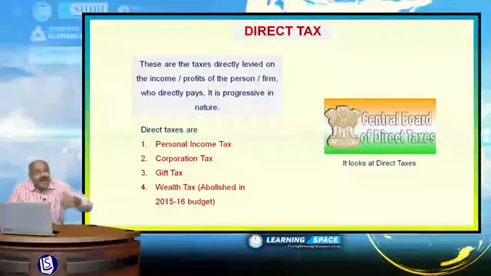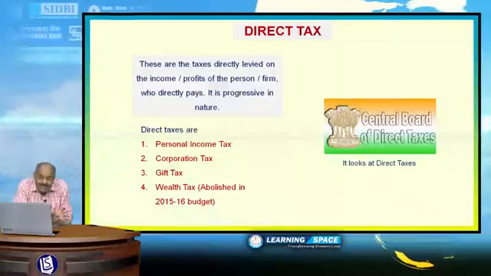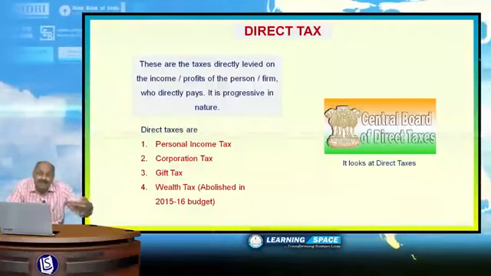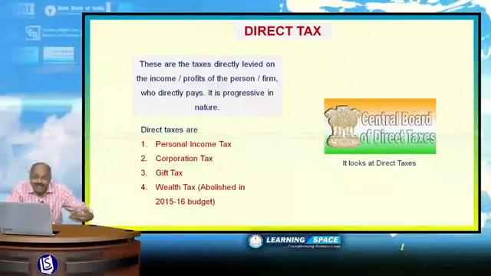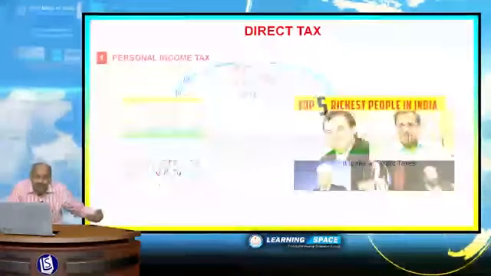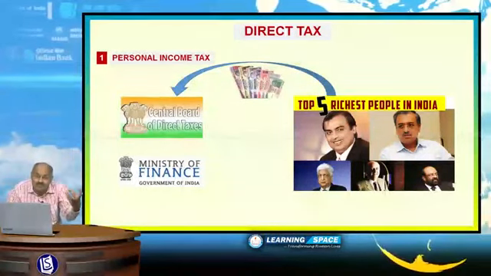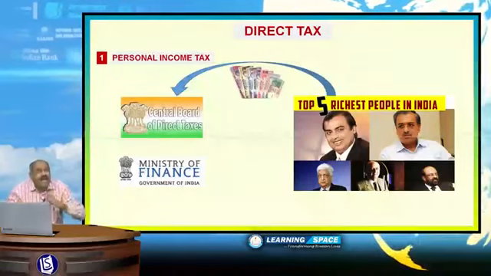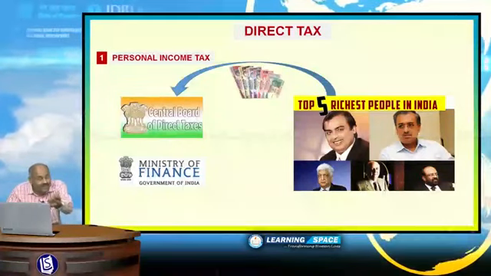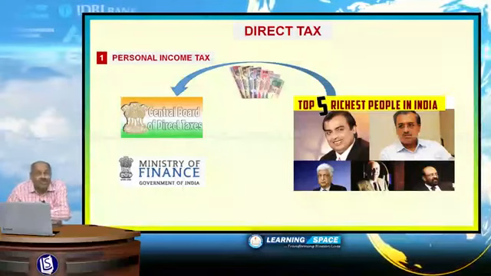That is direct tax. Under these direct taxes and indirect taxes, I have taken only prominent taxes. Under direct taxes, I have taken 4: personal income tax, corporation tax, gift tax, wealth tax, and remember wealth tax was abolished in the 2015-16 budget. Personal income tax is levied on the personal income. If I am earning 1 crore rupees, I am required to pay this. So, personal income tax is levied on the income of persons. And this is progressive in nature.